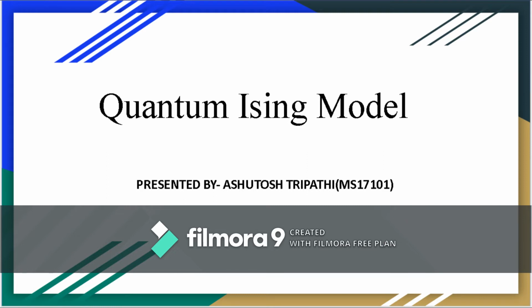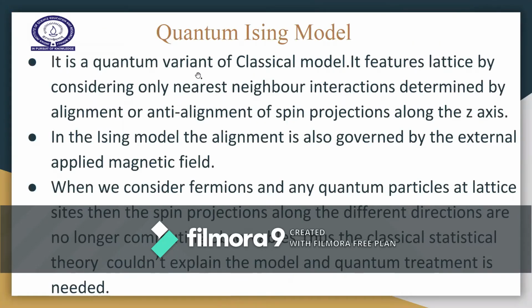Now let's start. So the quantum Ising model is a quantum variant of the classical model. From the classical picture, we know that the Ising model features a lattice, considering only nearest neighbor interactions determined by alignment or anti-alignment of spin projections along the z-axis. Not only nearest neighbor interactions, the alignment is also governed by the external applied magnetic field. If we don't apply any magnetic field, then the only term in the Hamiltonian is this nearest neighbor interaction.